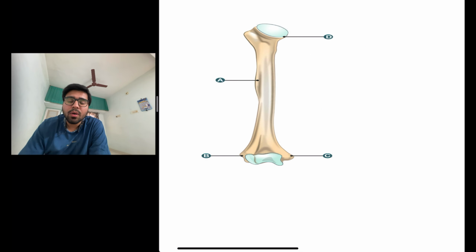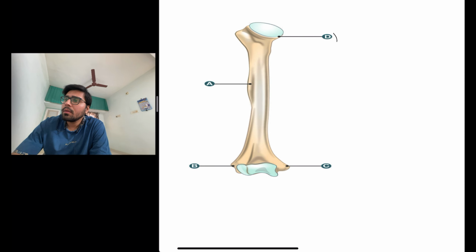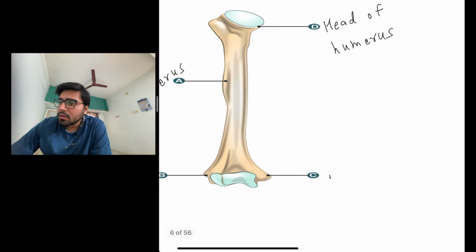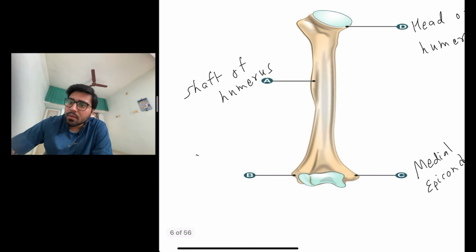So let us label all four alphabets which are marked here. This D is the head of humerus. The A is the shaft of humerus. This one is the medial epicondyle. This one is the lateral epicondyle.